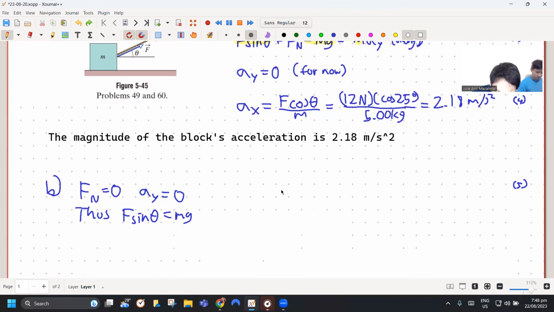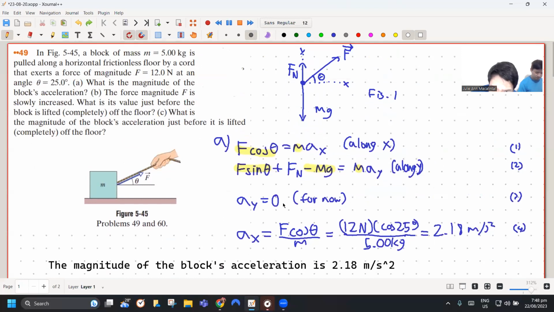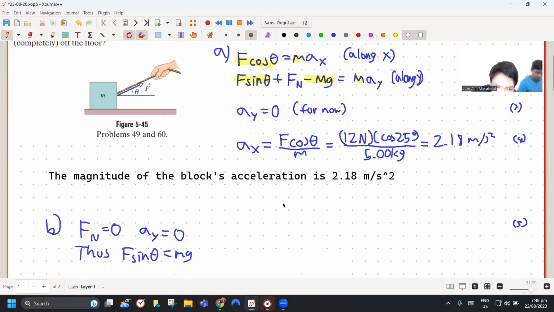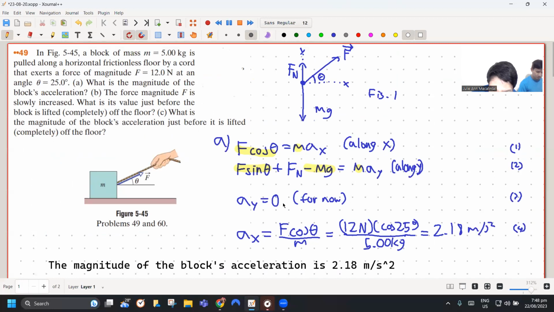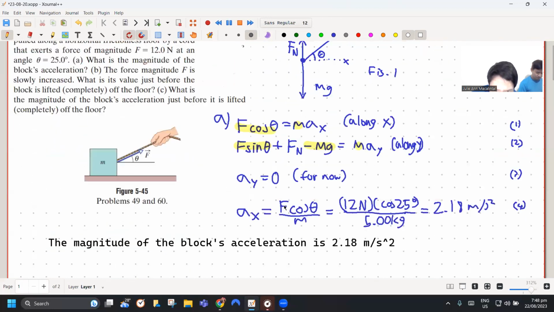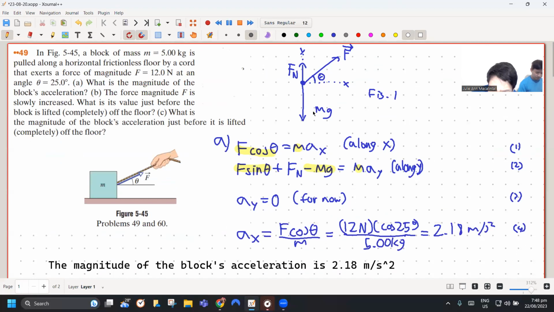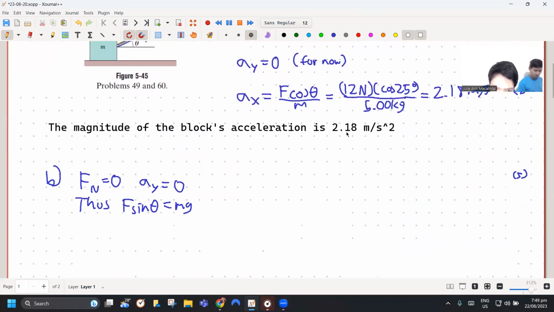Thus F sine theta is equal to mg. Why? Because the net force along the y-axis is only the force exerted on the block along the y-axis and its gravitational pull exerted on the object. Those are the only forces. So now F is equal to mg over sine theta.